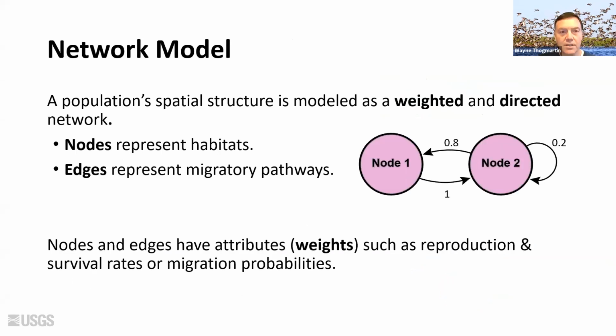So as Juliet mentioned Tuesday in her description of network models, a population's spatial structure can be modeled as a weighted and directed network where nodes represent habitats, and then the edges between them represent migratory pathways. These nodes and edges have weights that describe the reproduction and survival rates of a node or pathway, and the migratory probabilities between nodes.